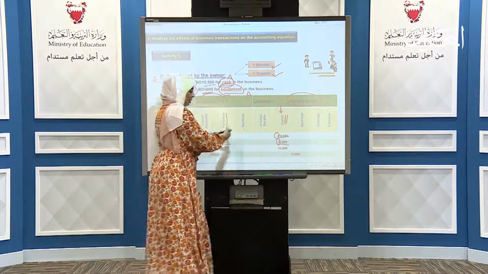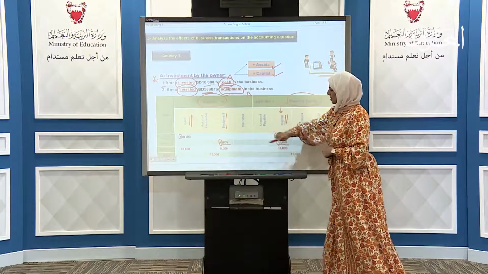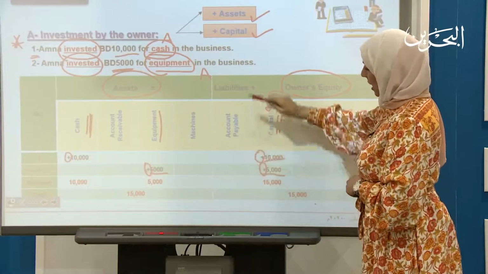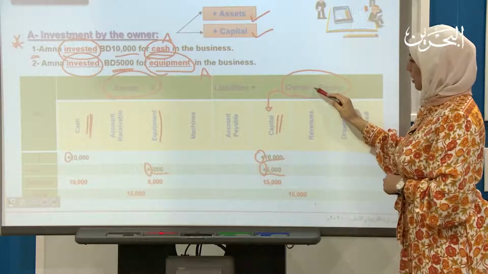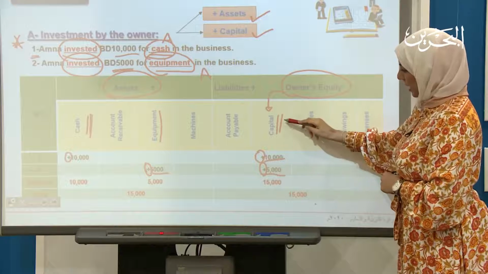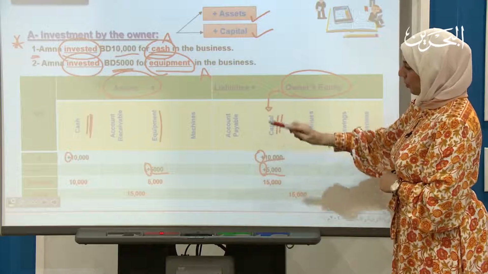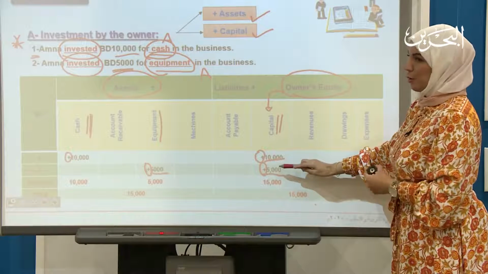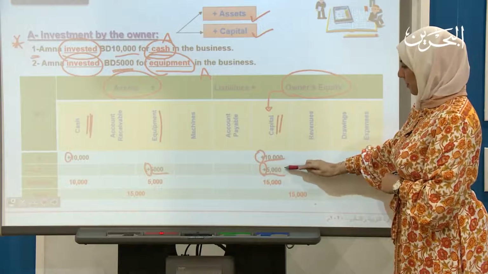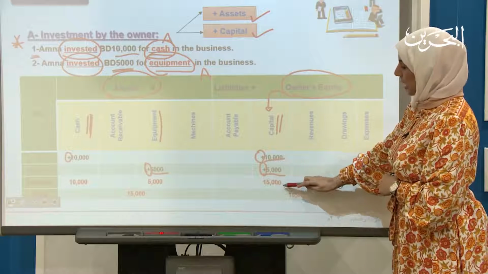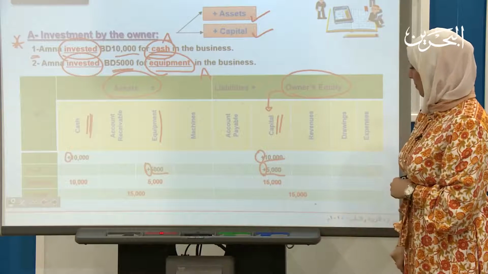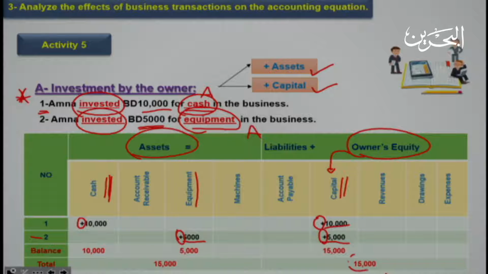Moving to the other accounts, I don't have any transaction related to machine and accounts payable in the liability section. Shifting to the section of owner's equity, under the capital, I start in transaction 1 with 10,000 and then moving to the second transaction my account increases by 5,000. So at the end, I reach 15,000. 10,000 plus the 5,000 will be the total. In the owner equity section, the total will be 15,000 because I don't have other figures in this section.